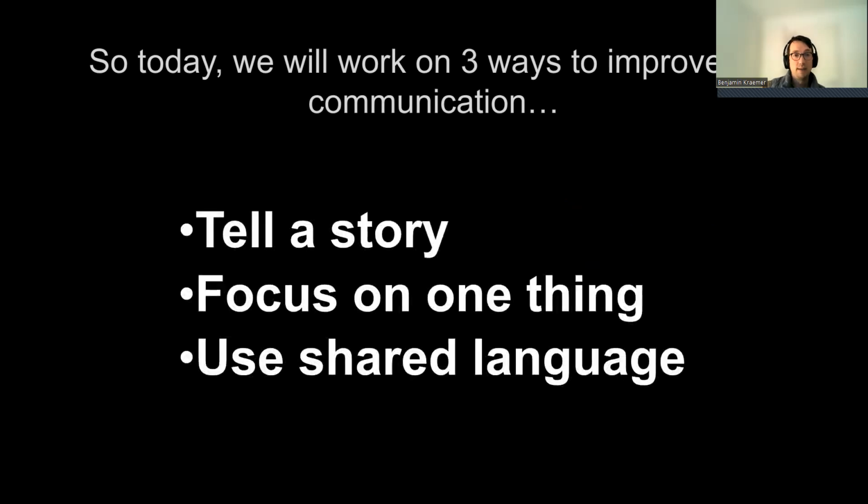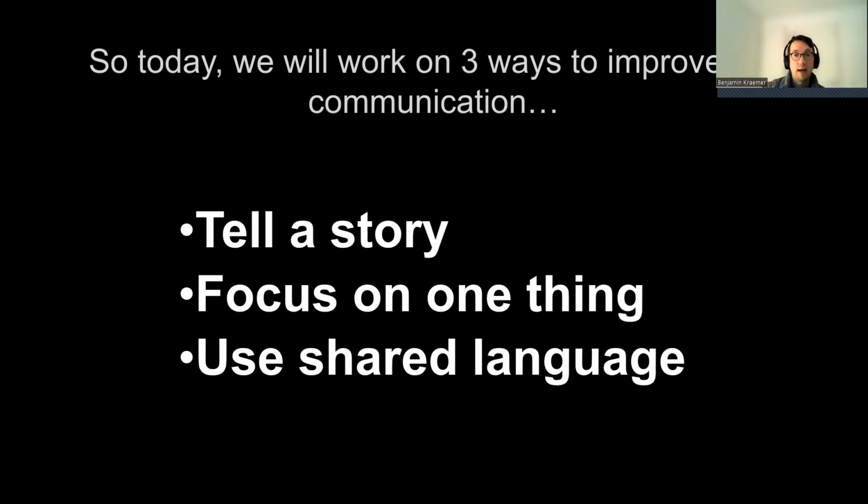And those 3 ways are telling a story, focusing on one thing, and using shared language. These 3 things are based on research from scientific communication experts, and they are consistently reported by those experts as being very important for the effective communication of science. Now, for each of these, we'll do a short exercise that's going to demonstrate the principle, followed by a bit more explanation of what it means.